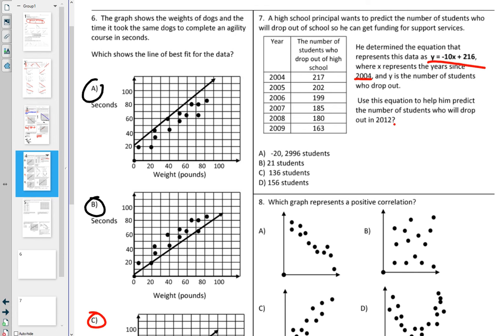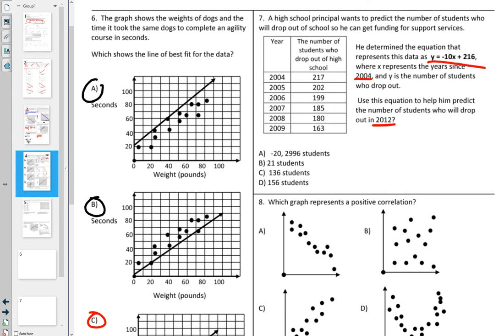They're giving us a year. So what am I going to plug that in for? If they're giving us a year, is that going to go with X or with Y? No, it's going to go with X because Y is the number of students. 2012 is a year, but we're not going to put in 2012 because X is the number of years since 2004. How many years have passed?